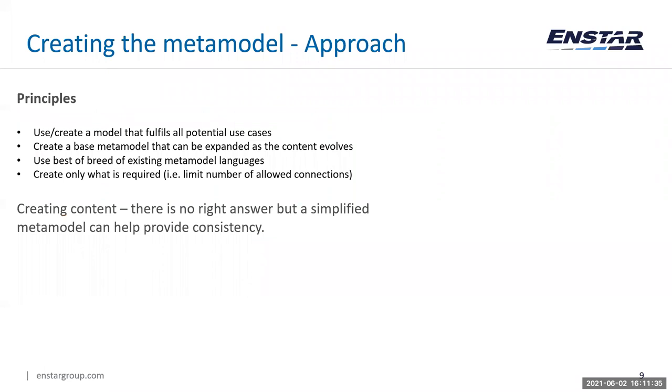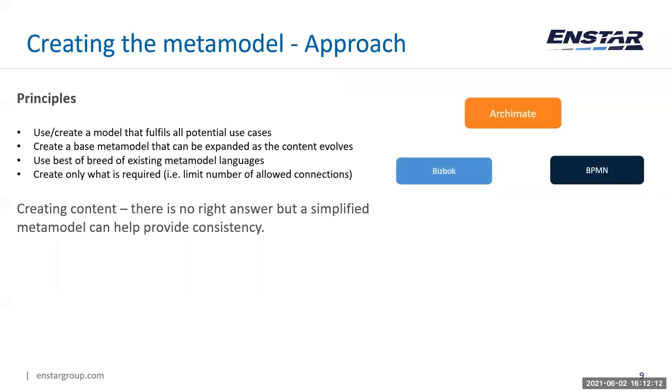So the first thing we wanted to do was to look at the meta model, and the approach to that was to look at a model that would fulfill all potential use cases, create a base meta model that can be expanded as the content evolves, but utilize the best of breed of existing languages. We didn't want to reinvent the wheel completely. And we wanted to limit the number of allowed connections. I believe when we create content, there's no right answer to create the diagrams, but a simplified model can really help to provide that consistency.